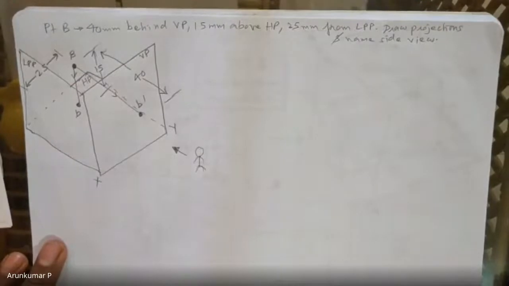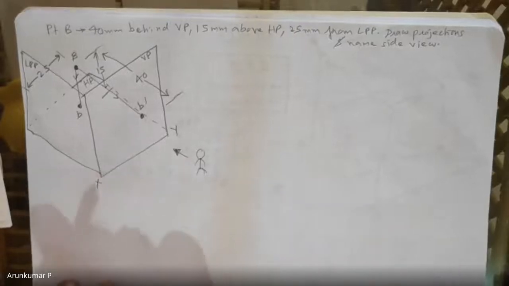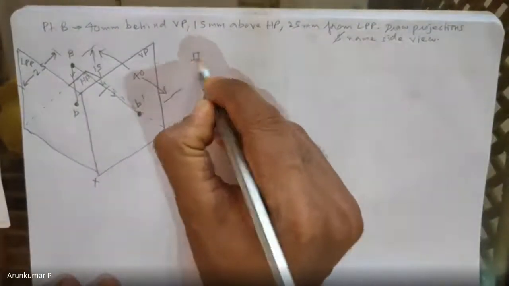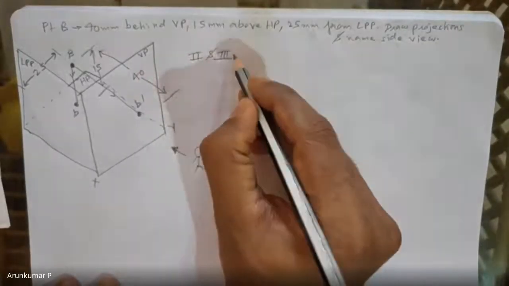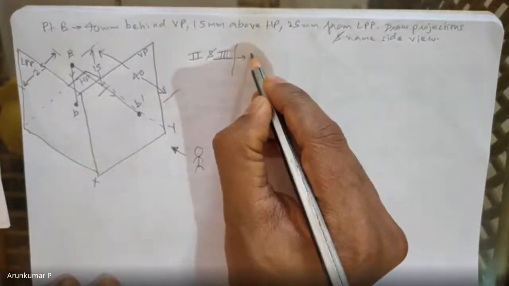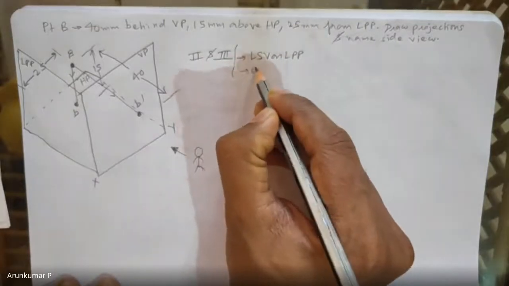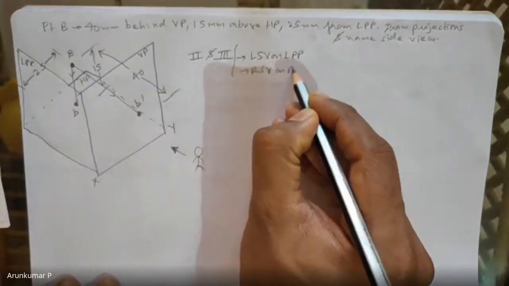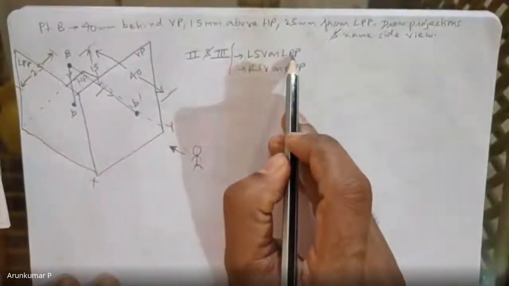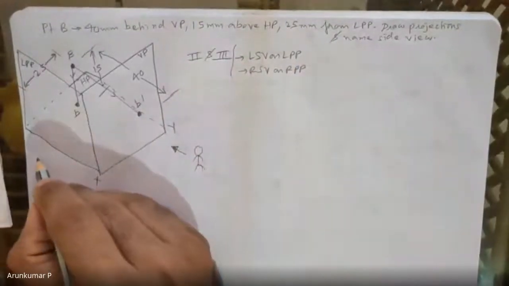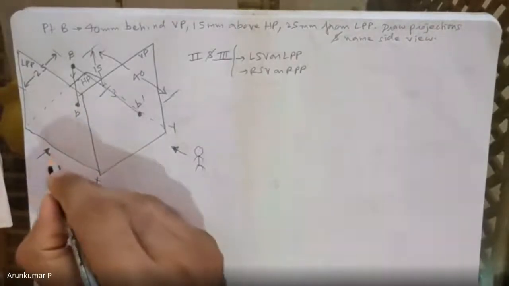Now I want the side view. So now, as we know, in the second and the third quadrant, you get left side view on left profile plane, right side view on right profile plane. So please keep this in mind. Left side view on left profile plane. That means you have to look from the left. You are looking from the left side.